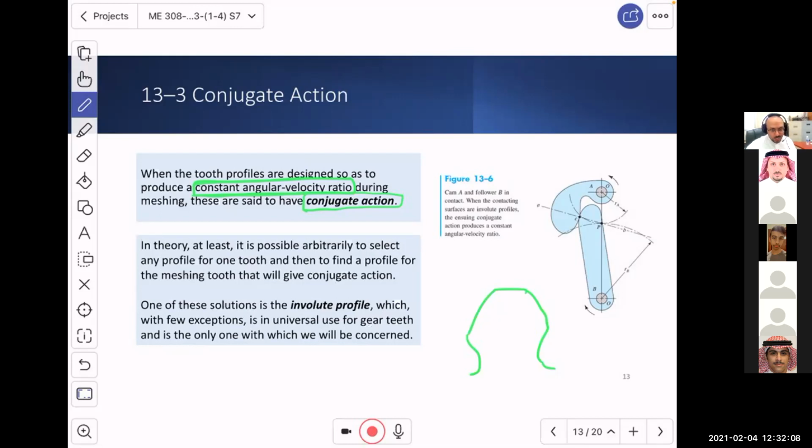You may ask a question right now. Why is this conjugate action so difficult? Just put two gears, they touch and then they go, they touch and then they go. Why are we making it difficult? Why? To fail in the exam, right? So one of the solutions is the involute or involute profile. So what is an involute profile?